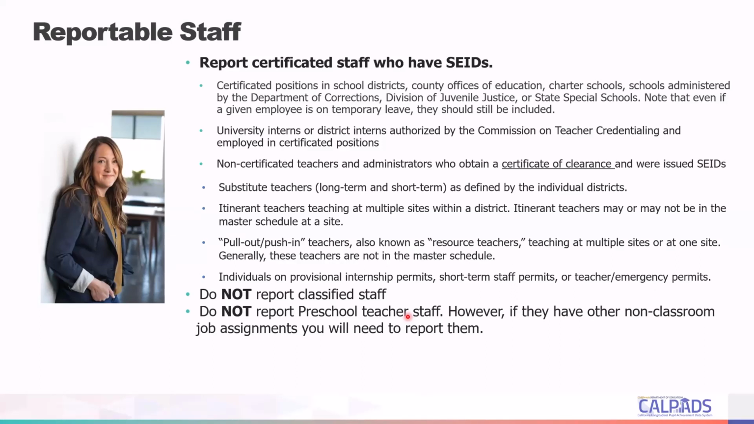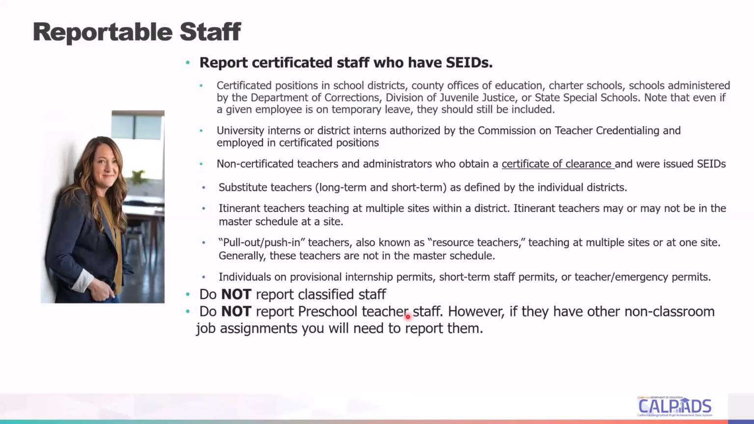However, if your preschool teacher is employed and also assigned to non-classroom job assignments, maybe some other work that is relevant to their employment in your LEA that may be reported, then you could submit their SDM, SASS, and in the SASS just report their non-classroom job assignment.